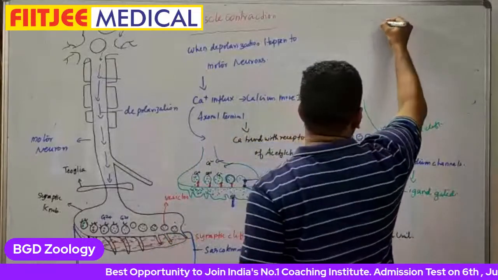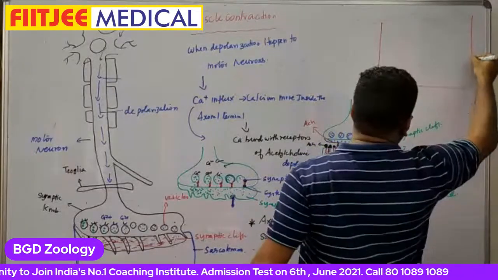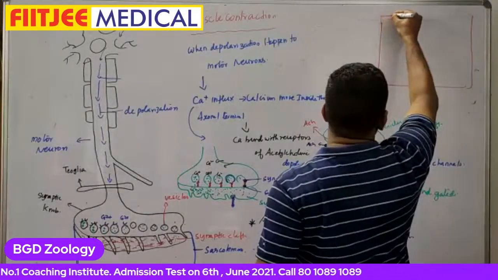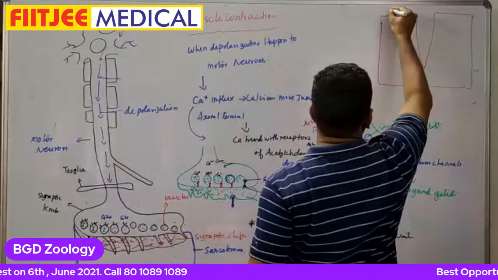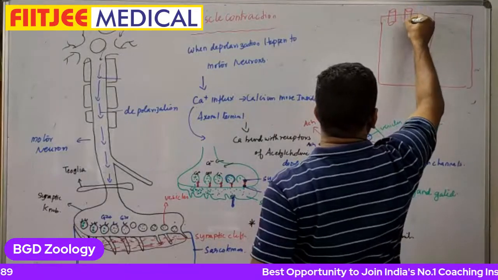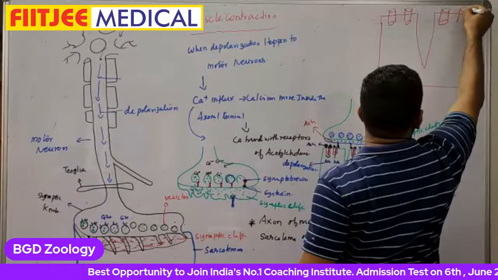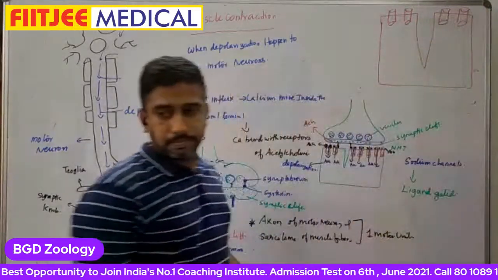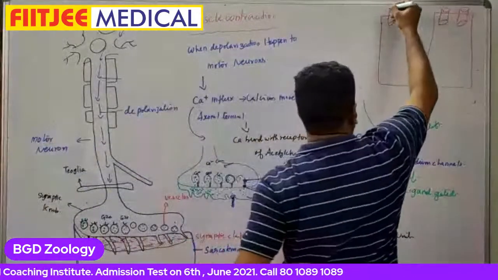Now listen to the next point. Let me make it a little more enlarged. So these are the sodium channels. The sodium channels bind with acetylcholine.